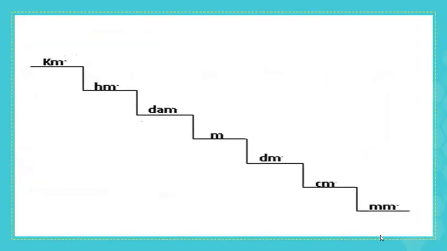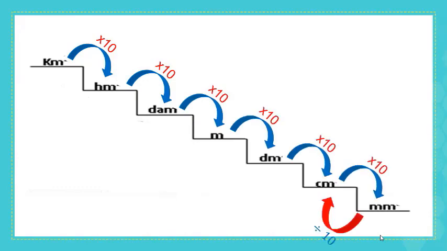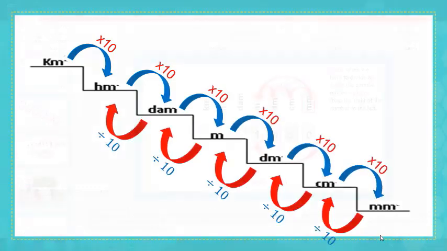This is another form of the scale of meter. To convert from the biggest unit to the smallest unit, we multiply. Inversely, to convert from the smallest unit to the biggest unit, we divide. Between a unit and the next unit, there is one jump, so we multiply by 10 or divide by 10.